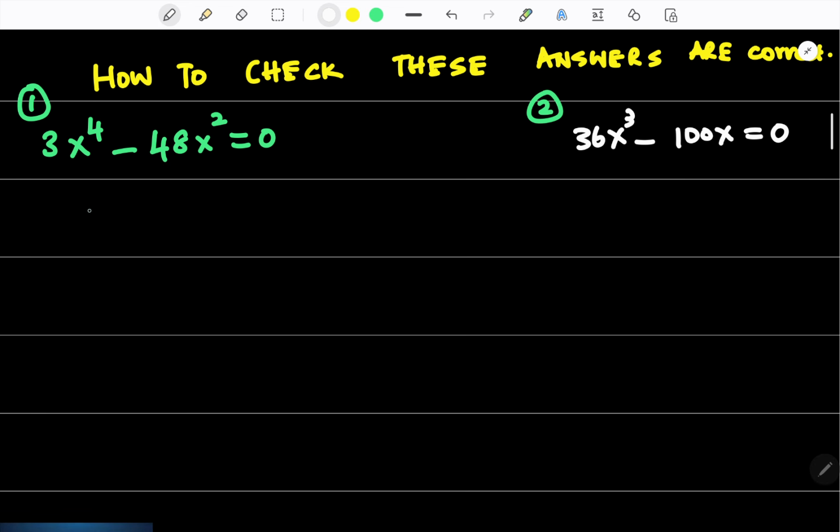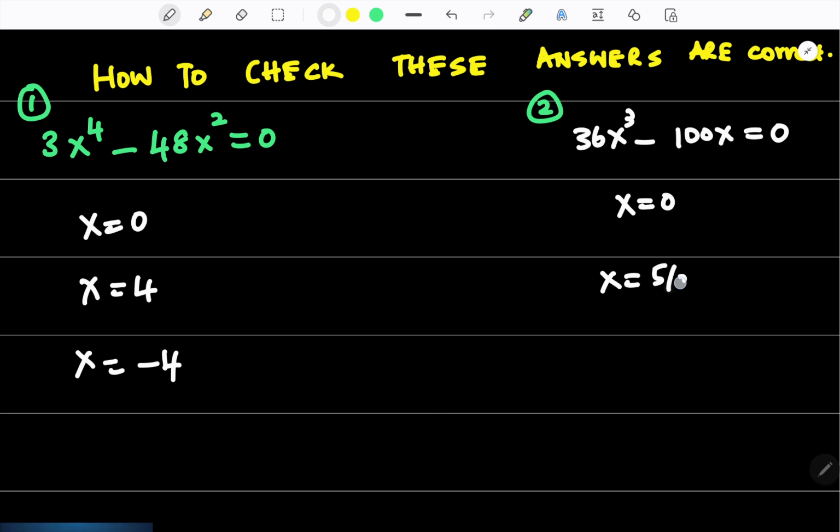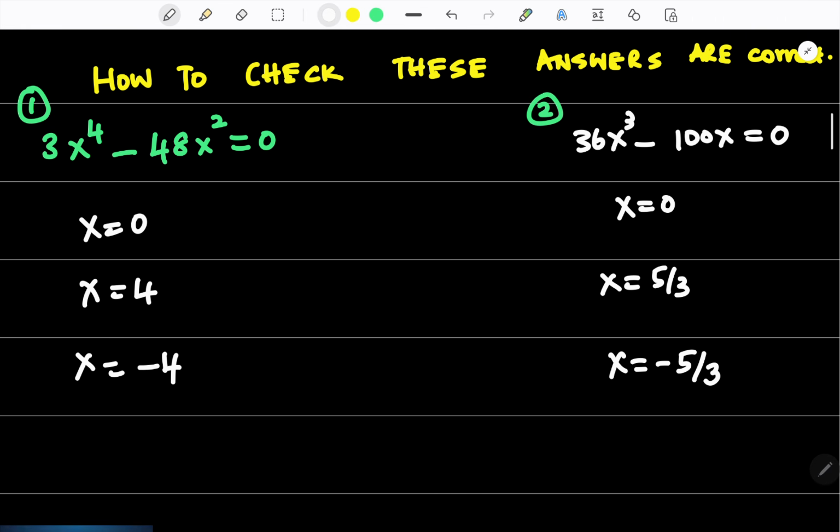The first question, what are the answers you got? You got x is equal to 0 and x is equal to 4 and x is equal to minus 4. And what is the answer you got here? x is equal to 0, x is equal to 5 by 3 and x is equal to negative 5 by 3, right? How to check in the calculator? It's just a fraction of 1 minute.